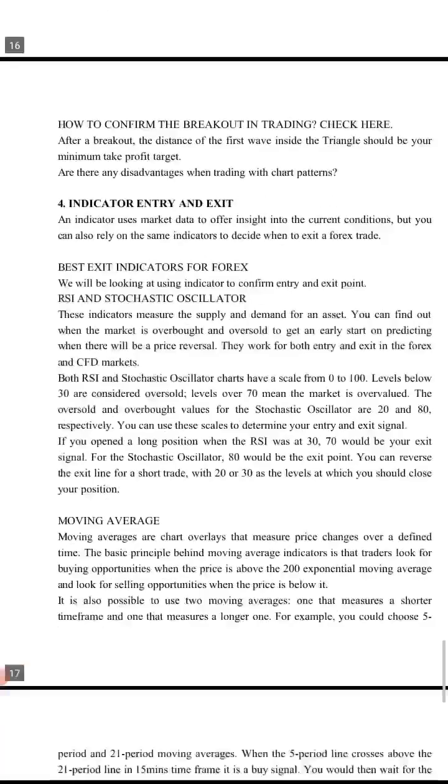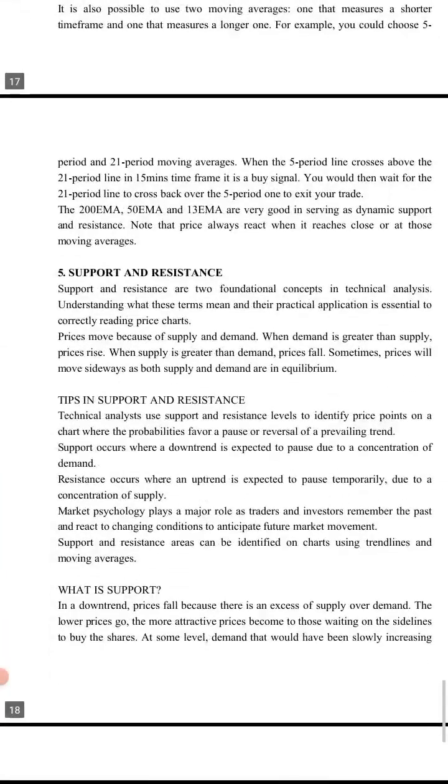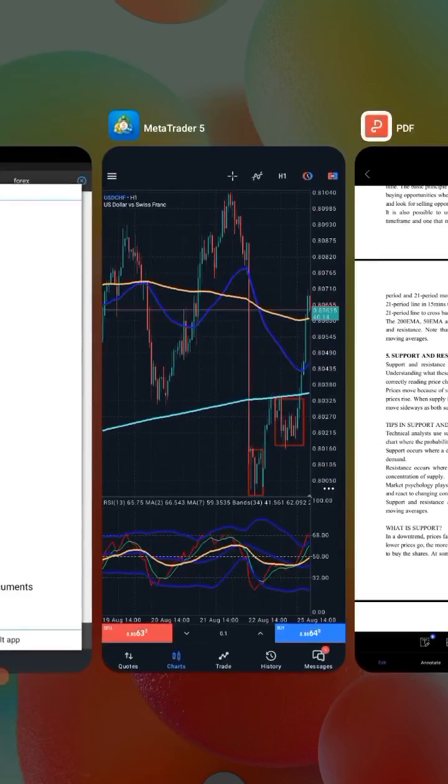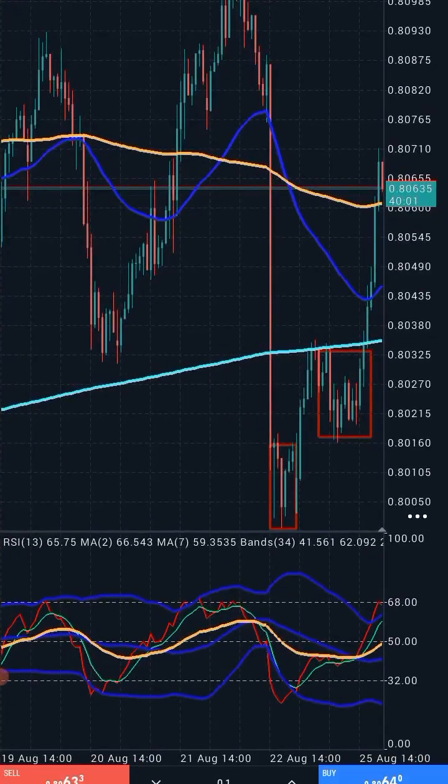Now the next one is support and resistance. Now price, like I used to tell my students, price always respects previous support and resistance. So now for us to be able to take profit, we can only focus on even the support and resistance and still make profit. Why? Because price will always respect the previous support and resistance.